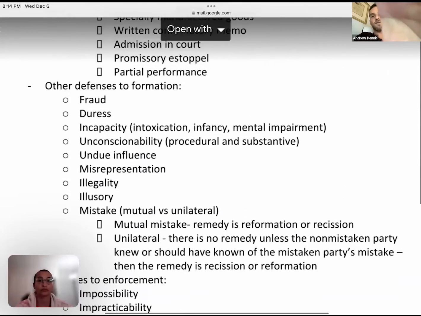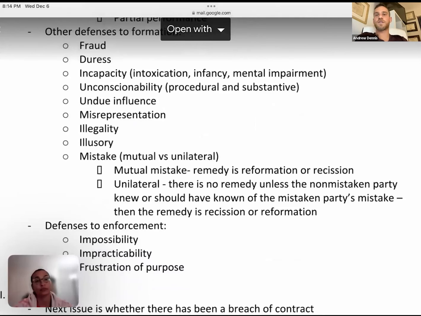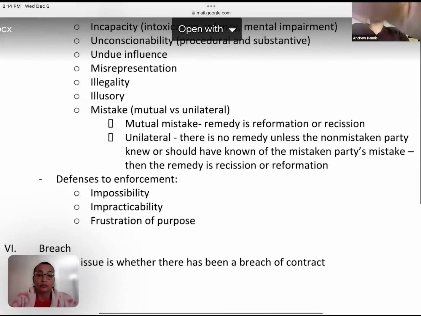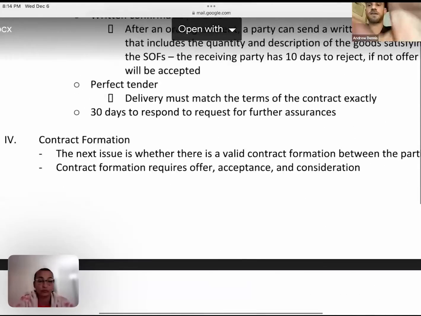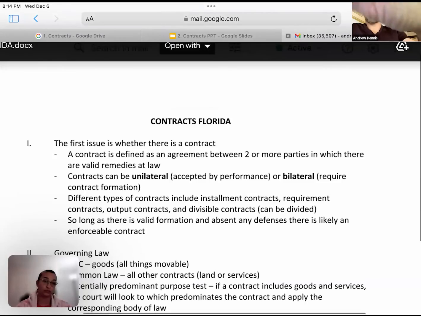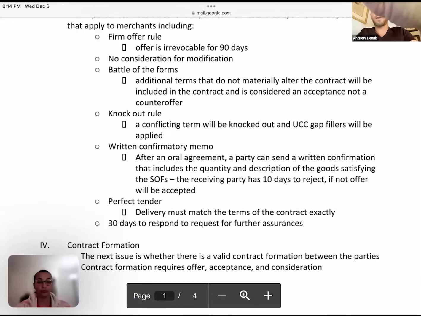Those are some defenses: fraud, duress, incapacity, incompatibility, undue influence, misrepresentation, illegality, illusory, mistake, impossibility, impracticality, frustration of purpose. So we've gone through this essay pretty smoothly. Is there a contract? Who are the parties? What's the governing law, UCC or common law? Are they merchants and why is that important?